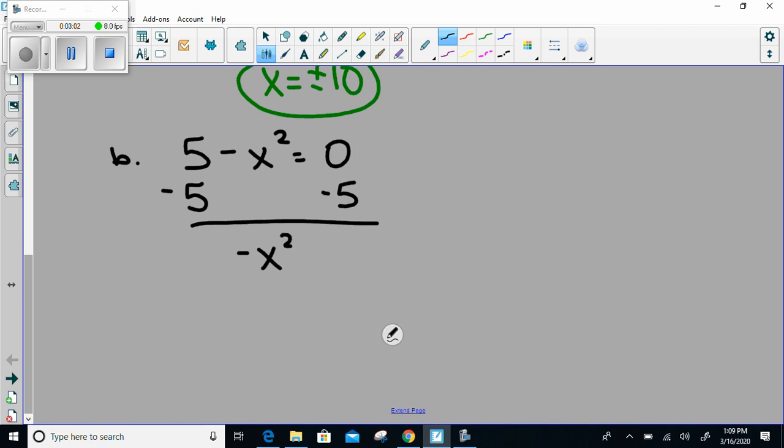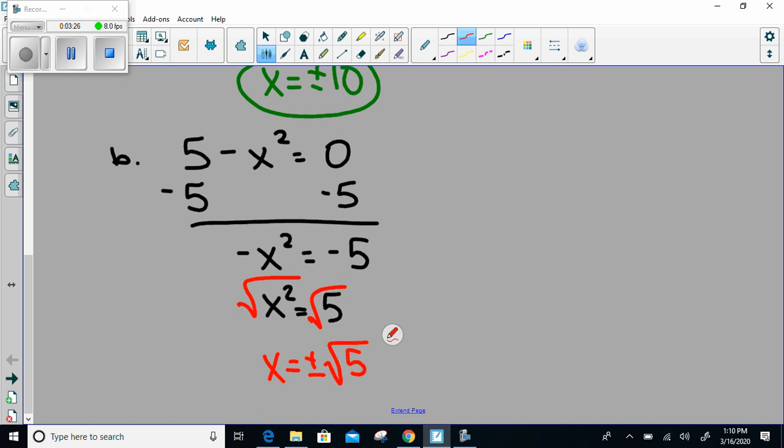Negative x squared is equal to negative 5. We want to get rid of this negative right there, and of course we'll just multiply both sides by negative 1 or divide both sides by negative 1. You get to pick your poison on that. So we have x squared is equal to 5. And then we'll take the square root of both sides. And x is equal to plus or minus the square root of 5.